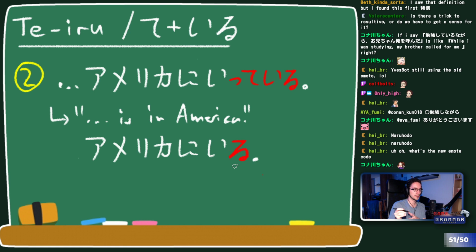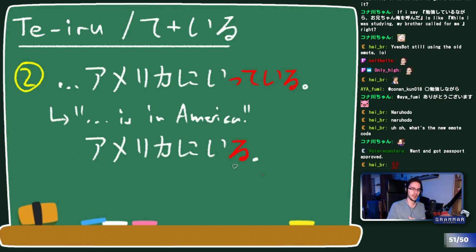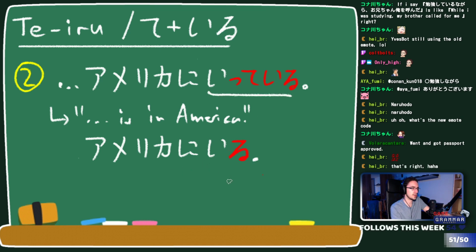So what is the difference? America ni itteiru, America ni iru. Well, essentially they're saying the same thing. They both mean that someone is in America right now. But here we have the added nuance that they actually went there. Here we don't, okay? So this person here could have already been in America to begin with, right?